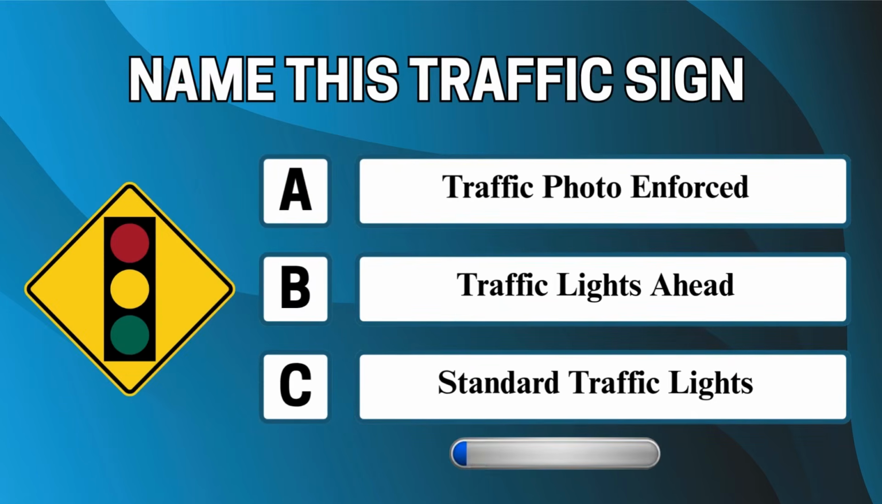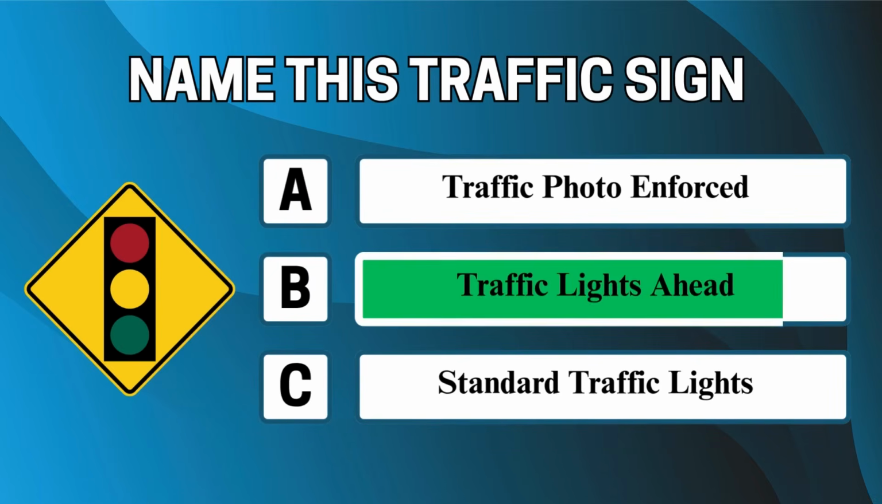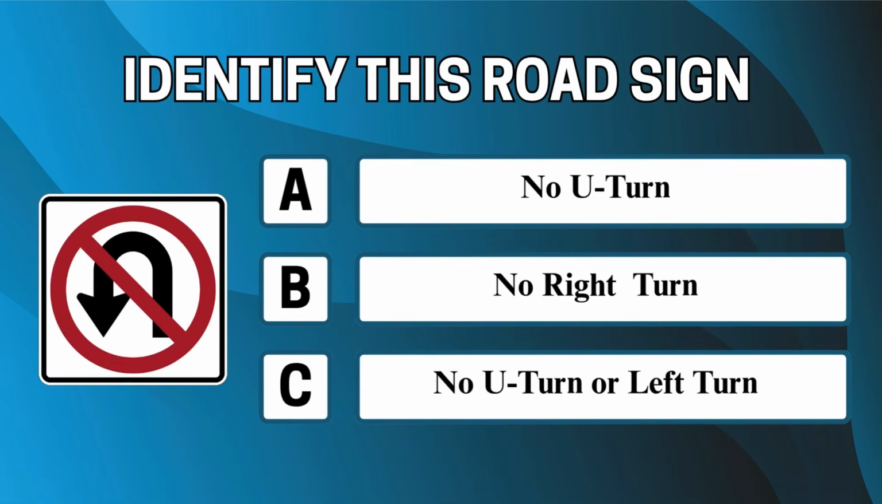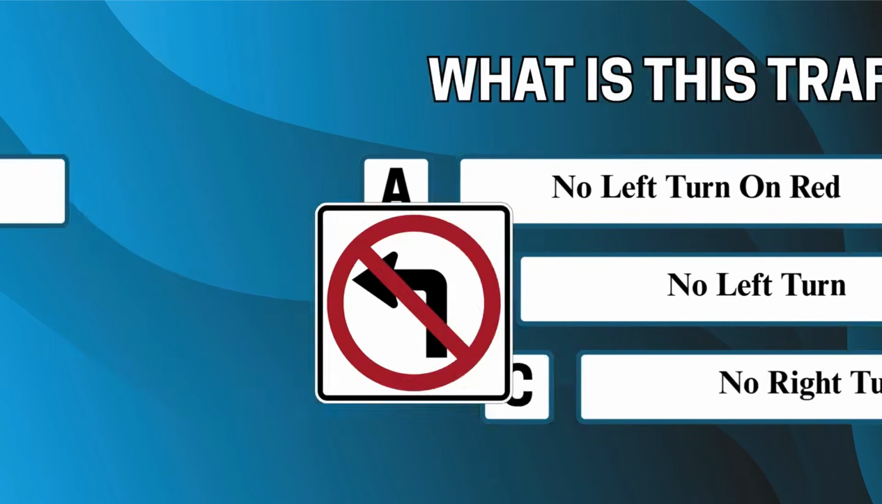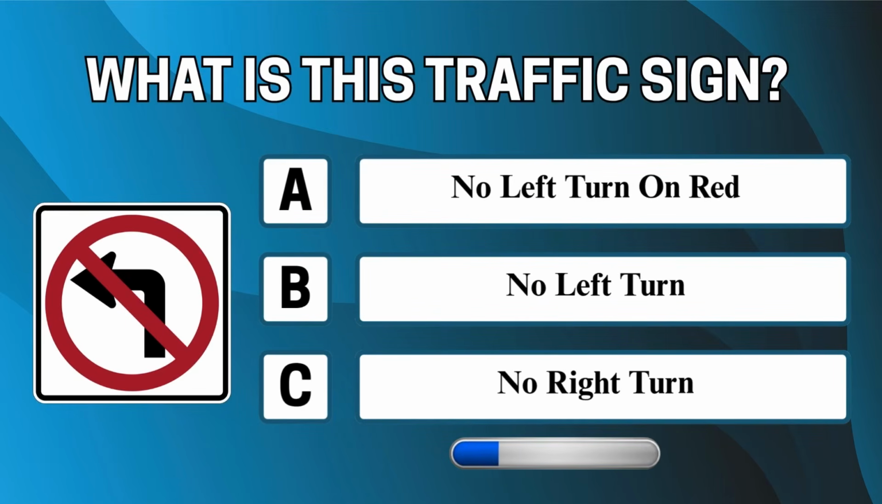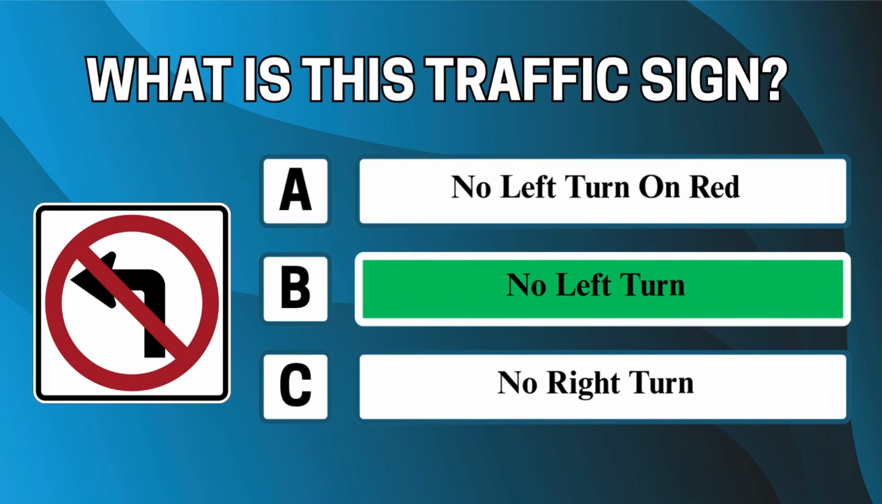Name this traffic sign. Correct, that is the traffic lights ahead sign. Identify this road sign. That's right, it is the no U-turn sign. What is this traffic sign? Exactly, it is the no left turn sign.